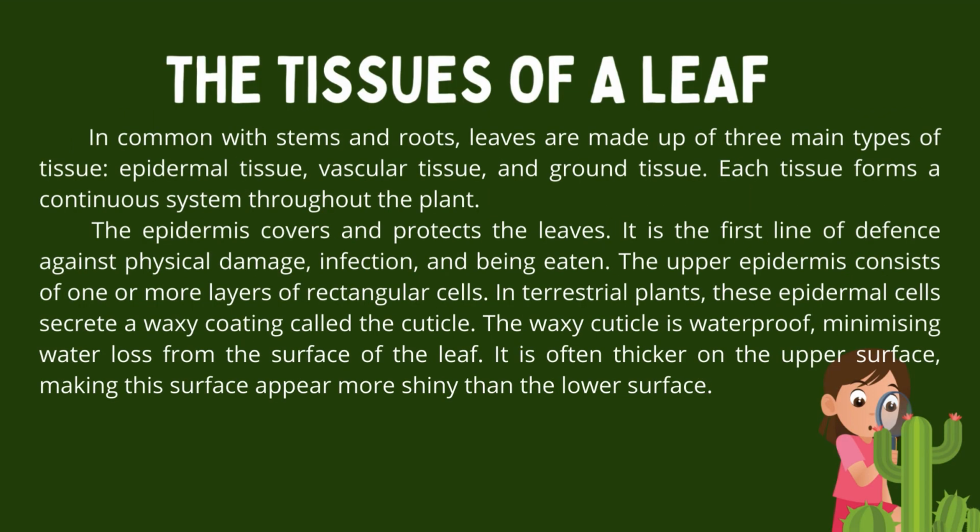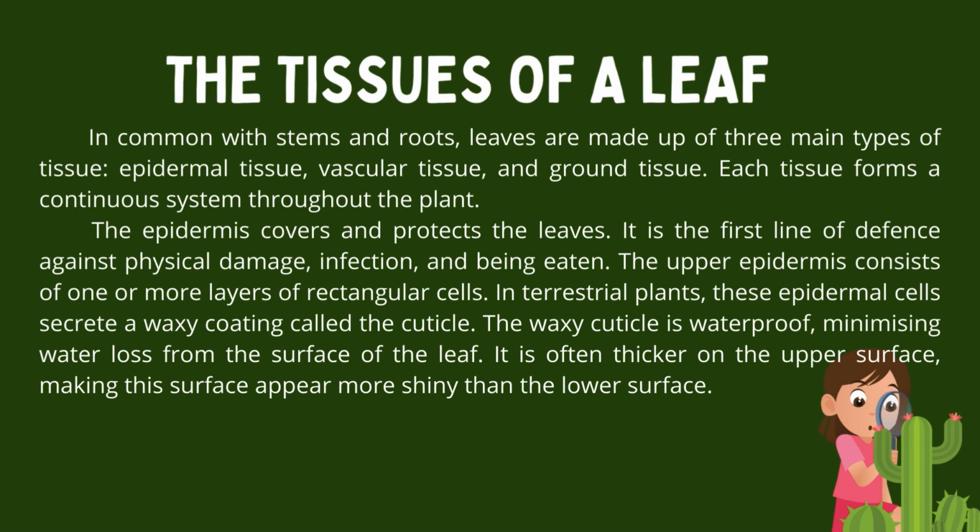The tissues of a leaf. In common with stems and roots, leaves are made up of three main types of tissue: epidermal tissue, vascular tissue, and ground tissue. Each tissue forms a continuous system throughout the plant.